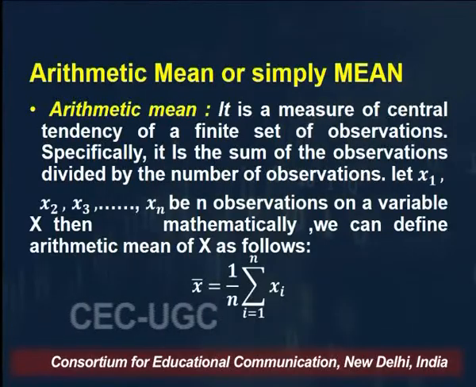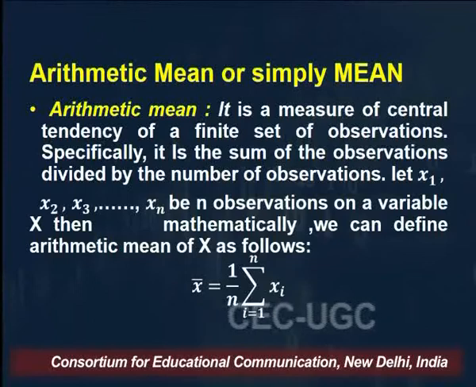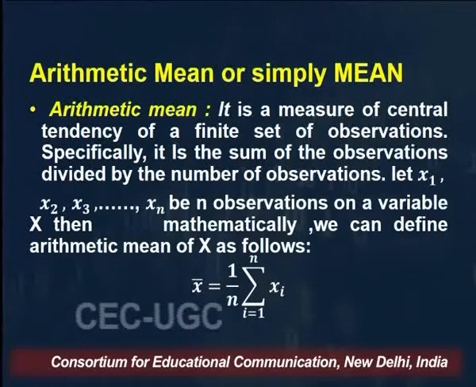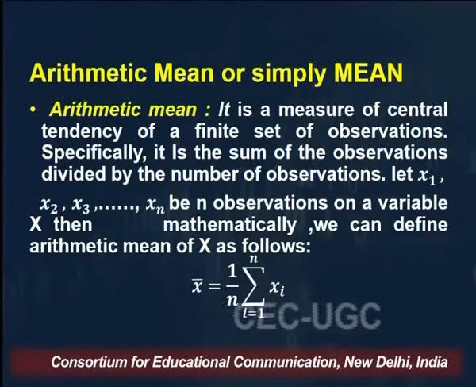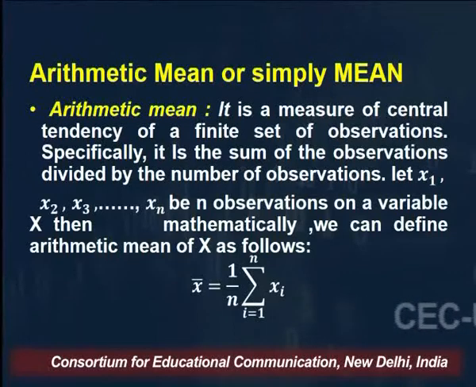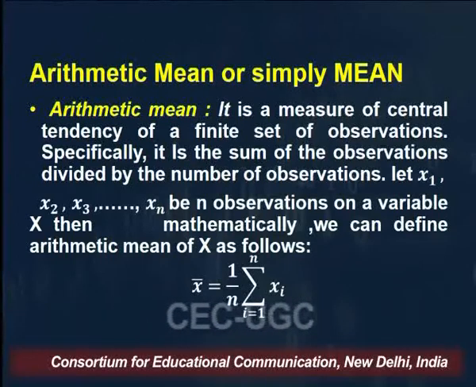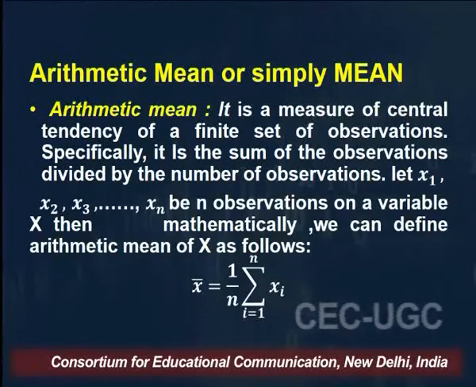Now, let me first start with the first measure of central tendency, which is arithmetic mean or simply mean. Let's get down to the definition. It is a measure of central tendency of a finite set of observations. Specifically, it is the sum of the observations divided by the number of observations. So, suppose you have 10 observations, you will sum all the 10 observations and divide it by 10. If you have 15 observations, you are going to add all the 15 observations and then divide it by 15.